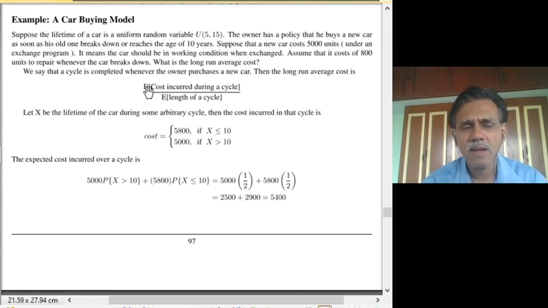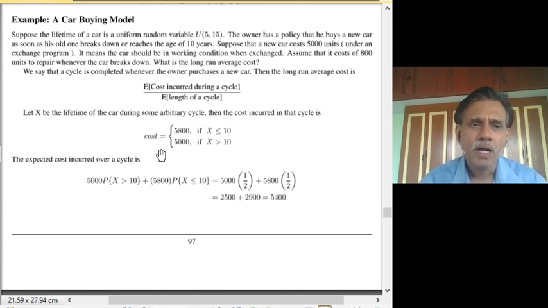So then the rate at which you spend money year after year is the expected cost incurred during a renewal cycle divided by the length of the renewal cycle. E of R by E of X is the reward rate. Here the reward is the cost incurred, the ownership cost. Let X be the lifetime of the car during some arbitrary cycle. Then the cost incurred in that cycle can be found out as follows.